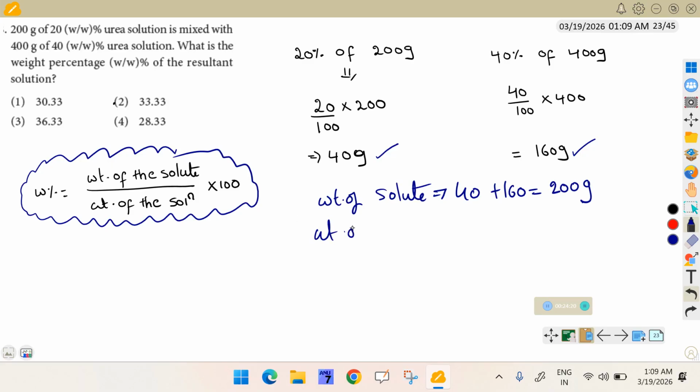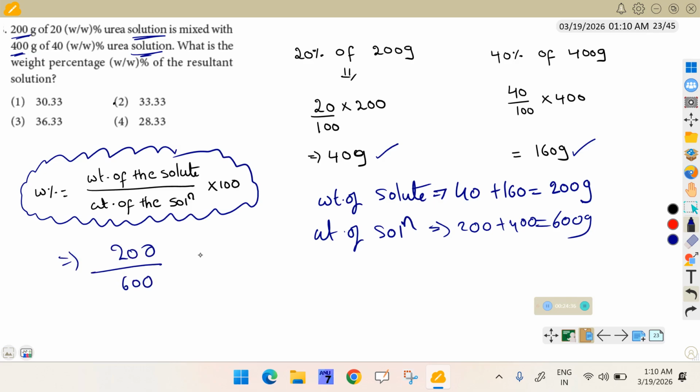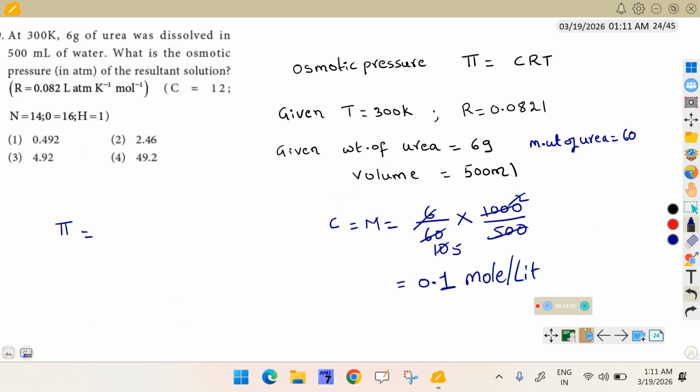Weight of solution. Here only the solution weights are mentioned, 200 and 400. 200 plus 400 is equal to 600. Substitute in the given formula: 200 by 600 into 100. Simplify. 200 by 6 value is 33.33%.